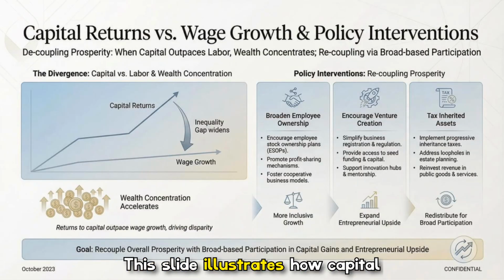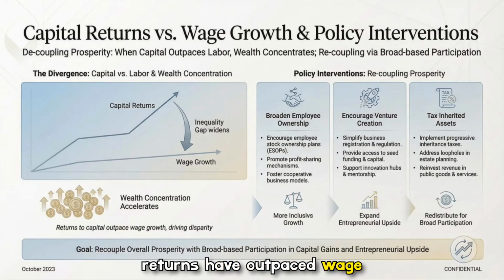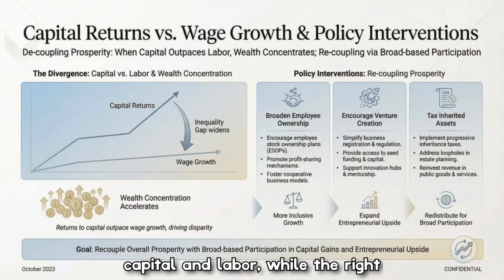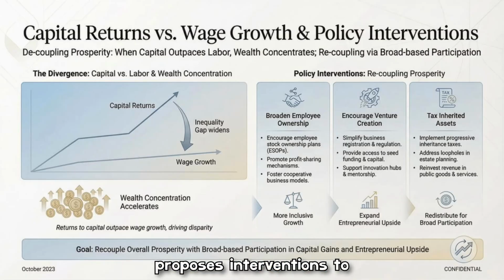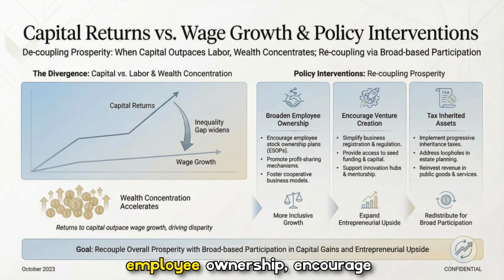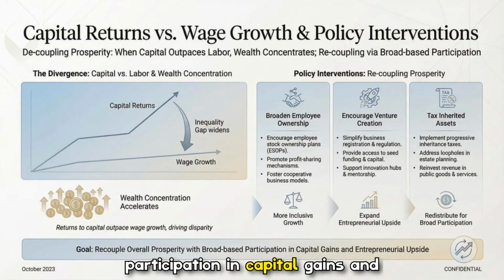This slide illustrates how capital returns have outpaced wage growth, accelerating wealth concentration and widening the inequality gap. The left diagram shows diverging curves for capital and labor, while the right proposes interventions to recouple prosperity, broaden employee ownership, encourage venture creation and entrepreneurship, and tax inherited assets to expand participation in capital gains and share entrepreneurial upside more widely.